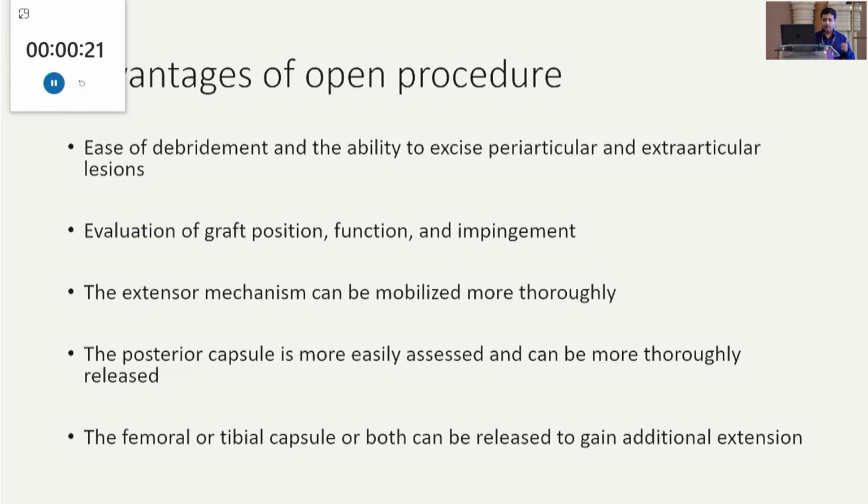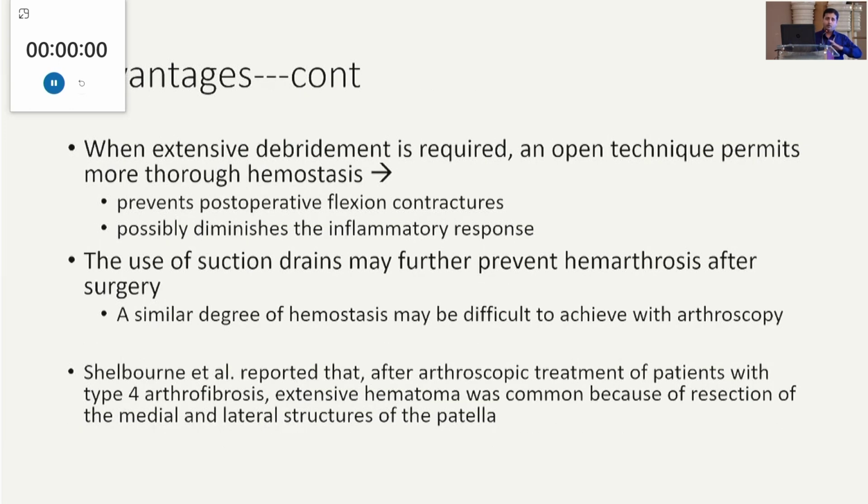What are the advantages of open? Ease of debridement and the ability to excise periarticular and extraarticular lesions, and evaluation of soft graft position, function, and impingement may be better with open. The extensor mechanism can be mobilized more thoroughly. The posterior capsule is more easily assessed and can be more thoroughly released. The femoral or tibial capsule, or both, can be released to gain additional extension. With this extensive surgery, you can achieve better hemostasis with the open technique compared to the closed technique, so less postoperative effusion and less chance of extension lag after surgery.